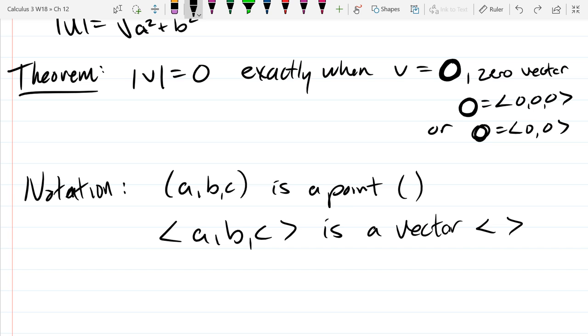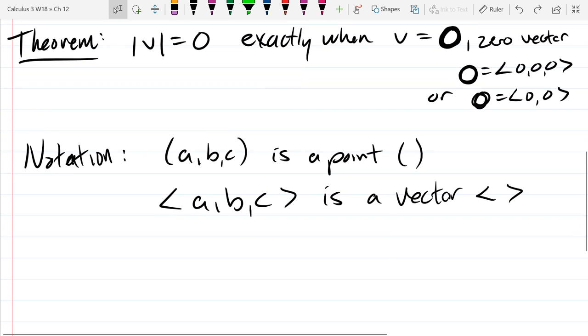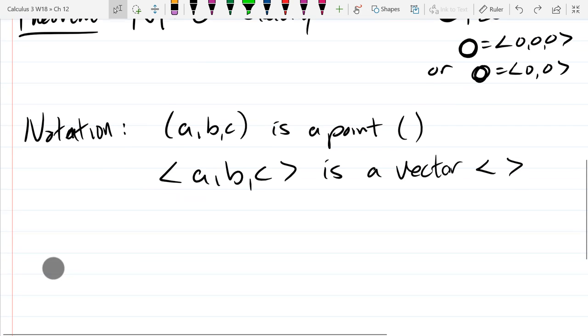But usually we use points to denote a location in space and a vector as a way to get from one to another. So they're treated differently.